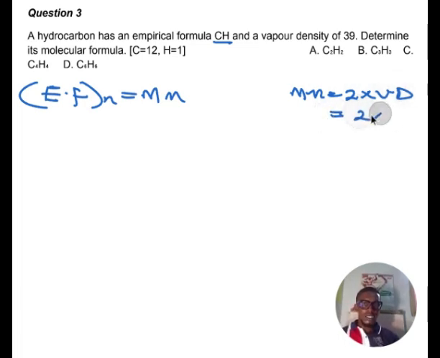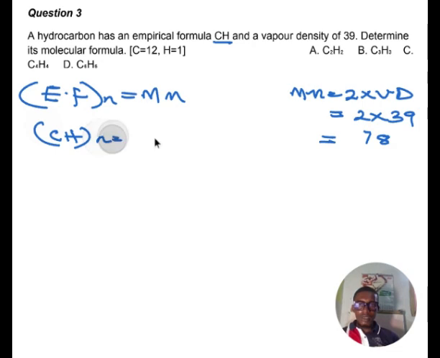So we have 2 times 39. So 2 times 9 is 18, write down 8, you carry 1. 2 times 3 is 6, so you have 78. So from here, our molar mass is 78. Okay, so from here, the empirical formula, which is CH, all in brackets N, is equal to 78. So from here, you insert the atomic mass of each of the elements. Carbon is 12, hydrogen is 1, all in brackets N is equal to 78. So this is 13, N is equal to 78.